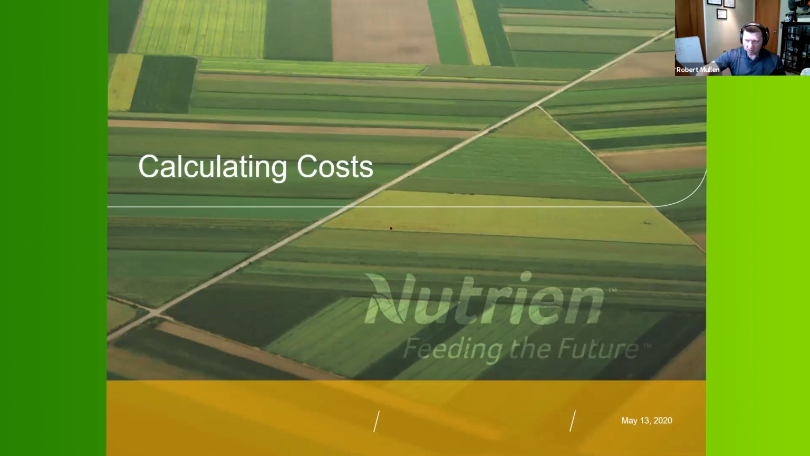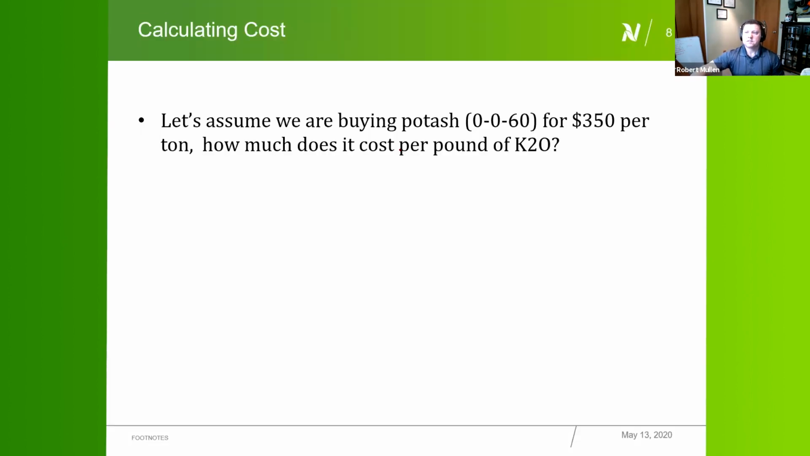This isn't too terrible because we're basically just building upon what we've already done. Let's assume I'm buying potash, that 0-0-60 product. Now, don't pay attention to these prices. I did go out just to get an idea of where prices are. Actually, I went based upon last year.